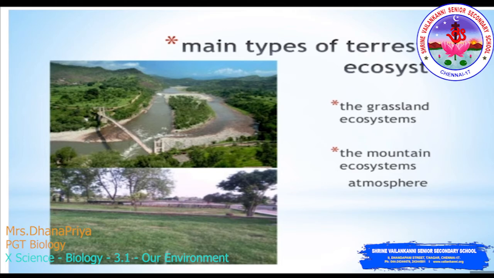So here you can see the main types of terrestrial ecosystem are grassland ecosystem and mountain ecosystem. Here I have given the pictures, a snap of the grassland ecosystem and the mountain ecosystem.